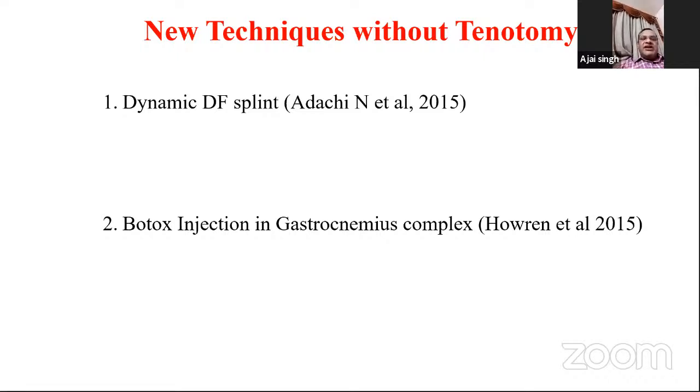Another study by Horan et al. in 2015 gave Botox injection in the gastrocnemius complex, which corrected the shortening of the tendo Achilles without tenotomy. But these two techniques are very new, and they both require more studies to establish themselves. Next, please.